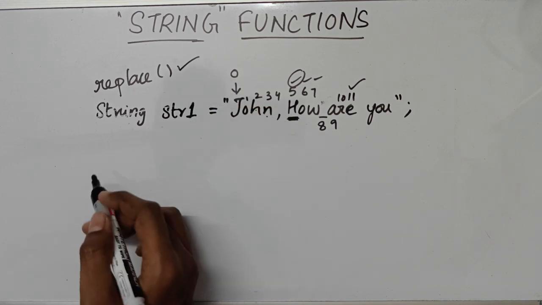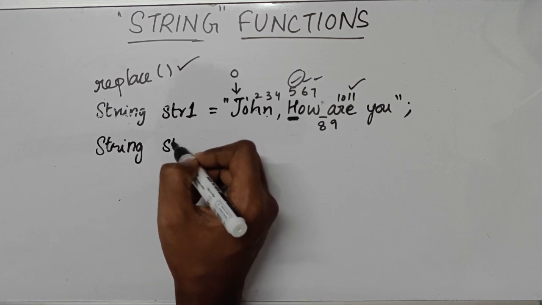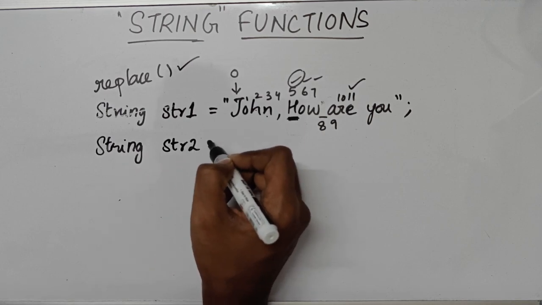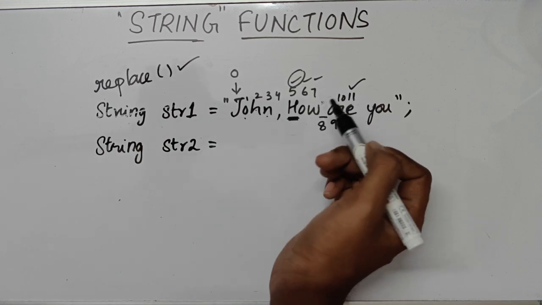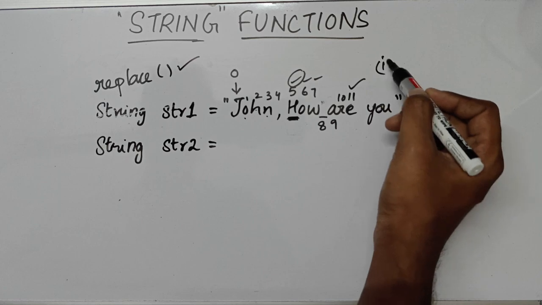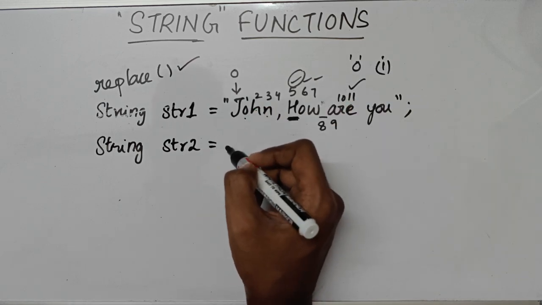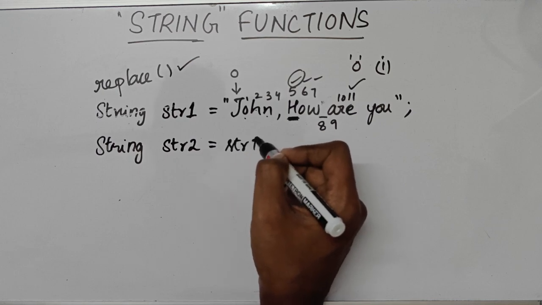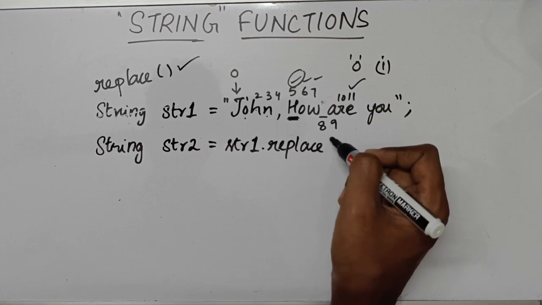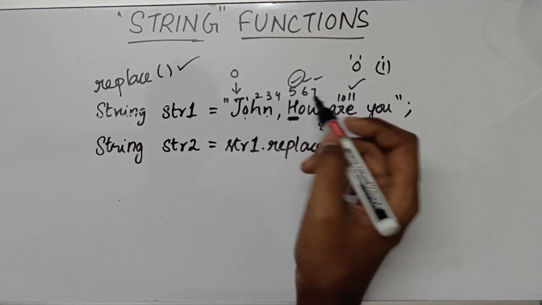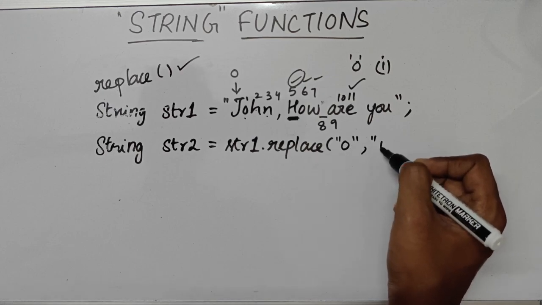so let's see about replace. Let's say I have one more string, or I'm creating one more string. In this string, I'm going to replace all the O with I. Okay, I'm going to replace all O with I from this given string. So I'll say str1 dot replaceAll, small letters, and then I'm going to replace O with I.